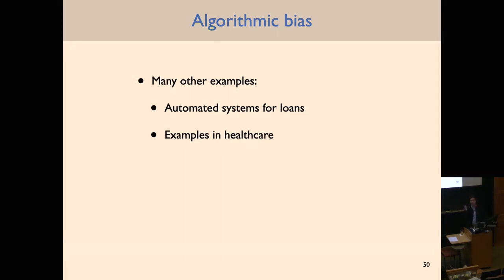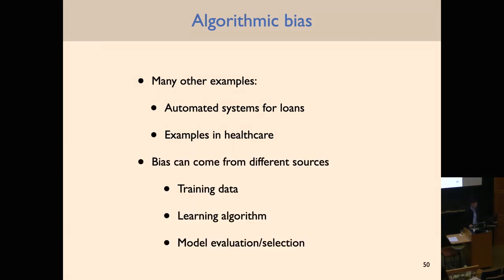And it's not just race, right? There's other demographic features that can be discriminated against, and these show up in other examples. For example, automated systems for determining whether or not someone gets a loan, or examples in healthcare, and I guess almost any application where we're using learning to make predictions about people.